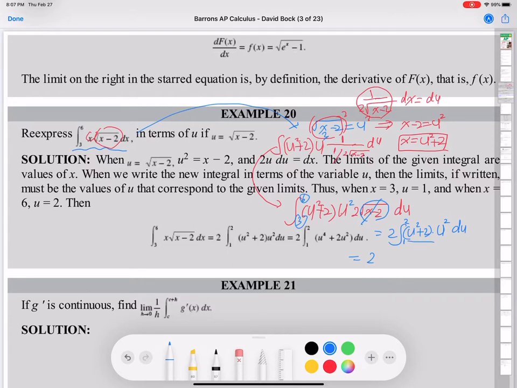And then still use that 2 here, and find the integral of this part, which is going to be the integral of u to the 4th plus 2u squared du, from 1 to 2. Then that is equal to 2 times 1 over 5 u to the 5th plus 2/3 u cubed, from 1 to 2. So 2 times, plug in 2 first: it is 32 over 5 plus 16 over 3. And then minus, plug in 1: 1 over 5 plus 2/3.